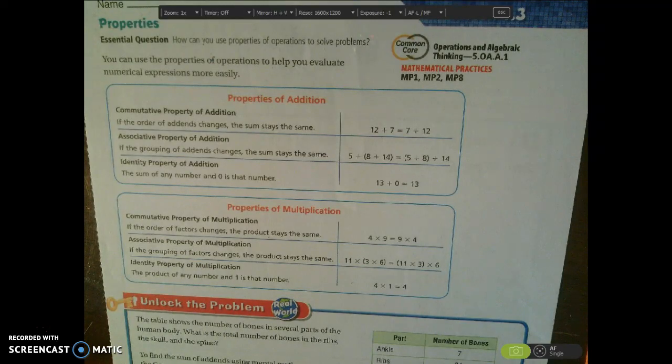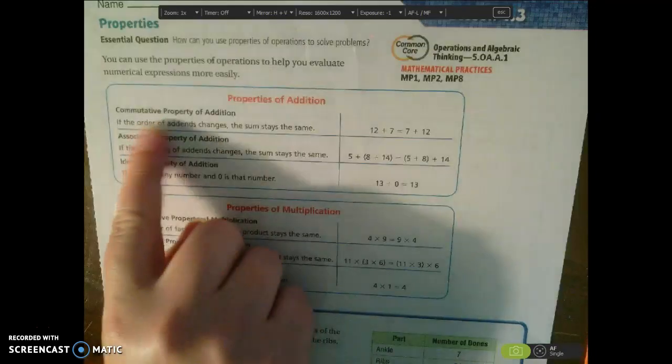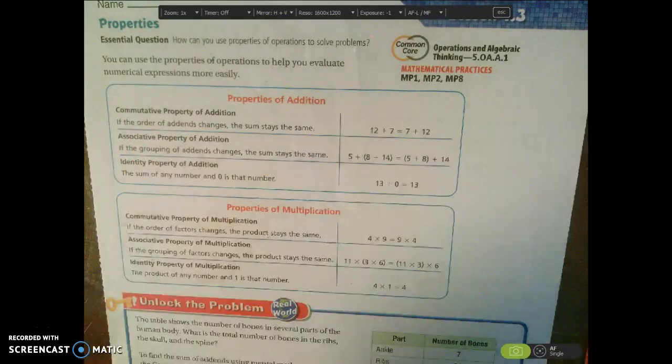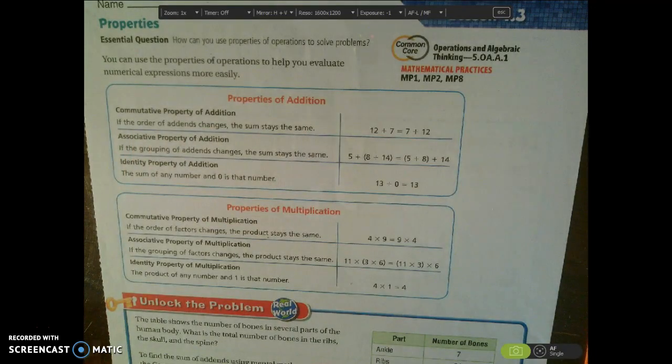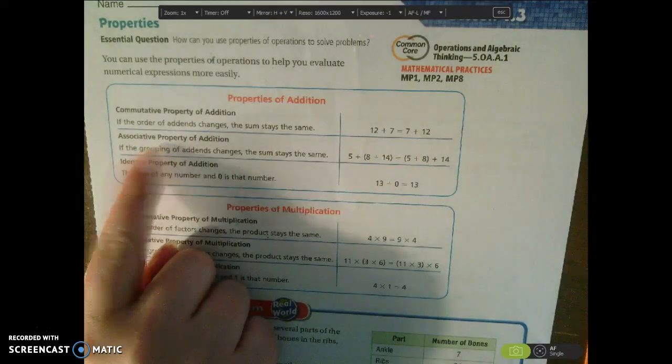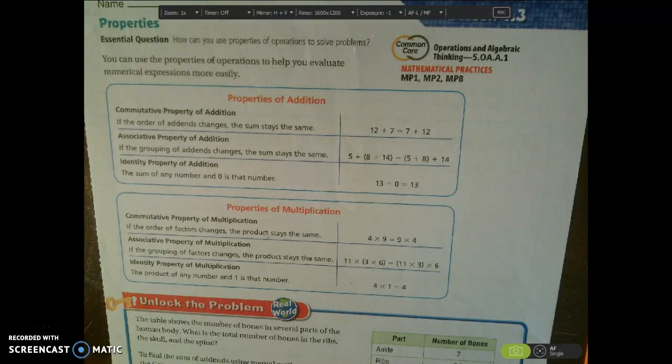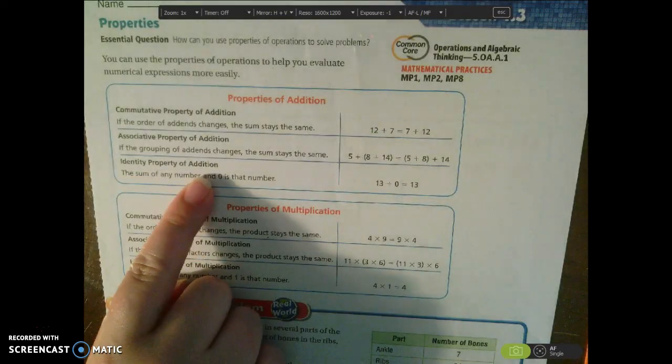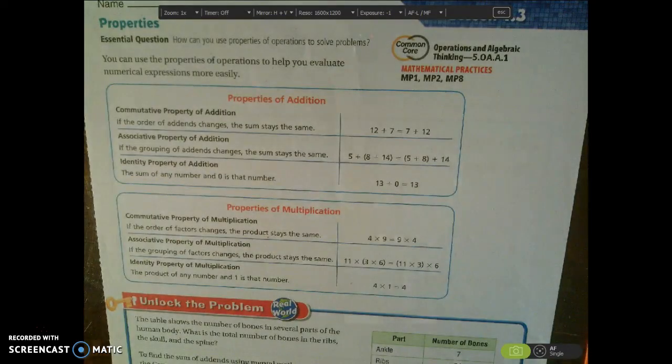We have three properties of addition. We have the commutative property of addition, which says if the order of addends changes, the sum stays the same. We have the associative property of addition, which says if the grouping of addends changes, the sum stays the same. And then we have the identity property of addition, which says the sum of any number and 0 is that number.